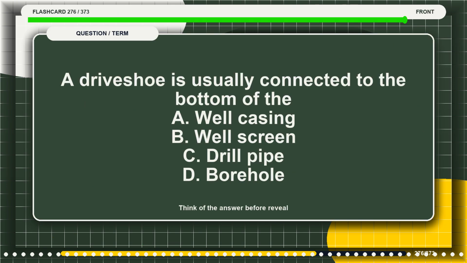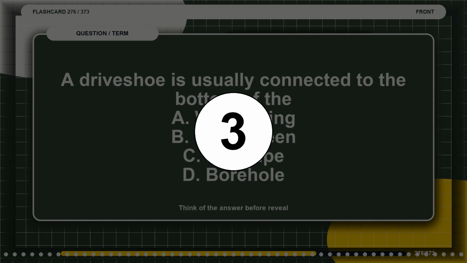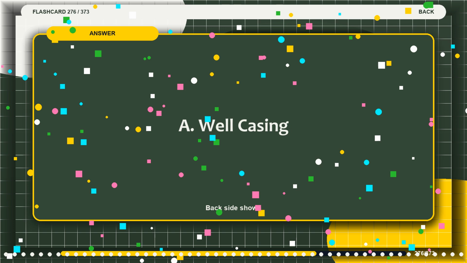Flashcard 276. A drive shoe is usually connected to the bottom of the: A. Well casing. B. Well screen. C. Drill pipe. D. Borehole. Think of the answer before the reveal. The answer is A. Well casing.